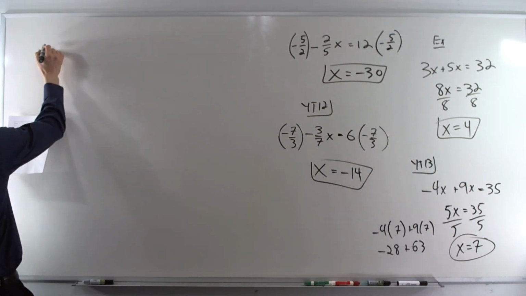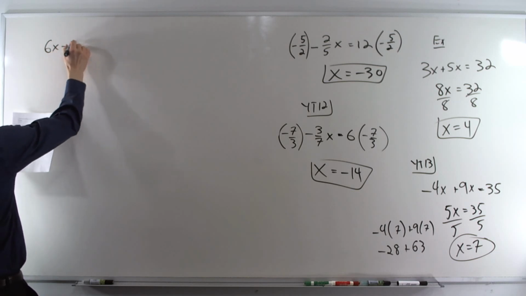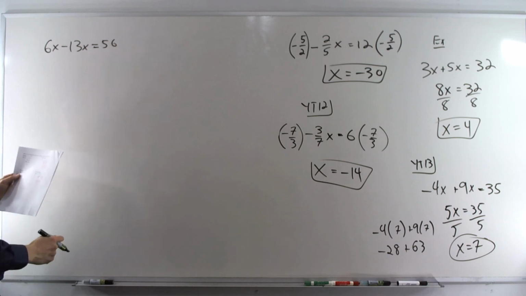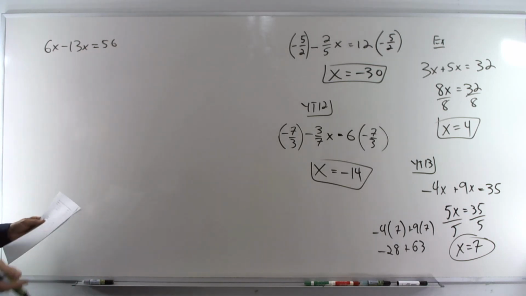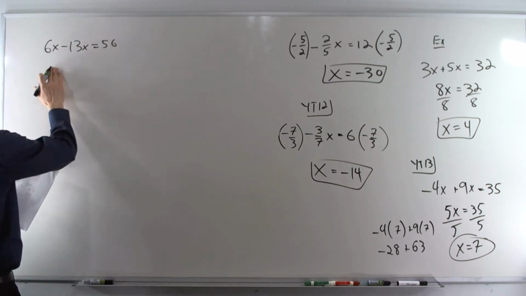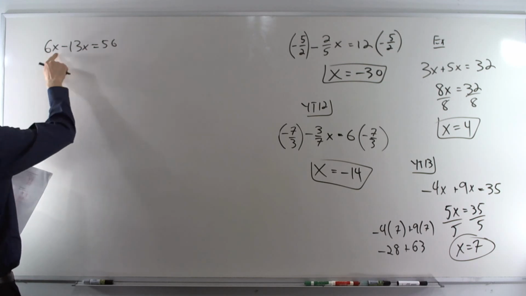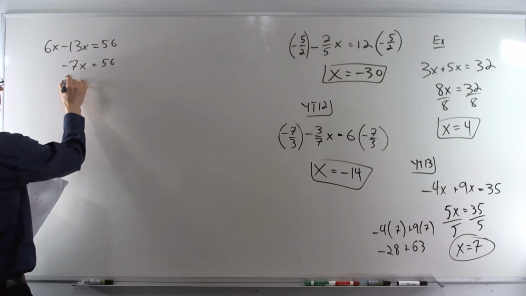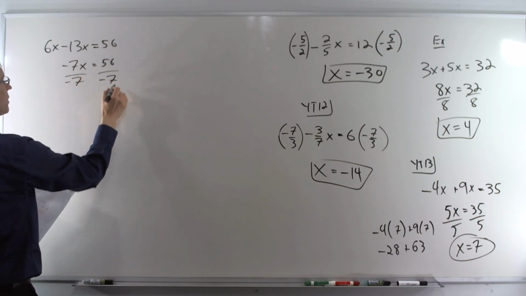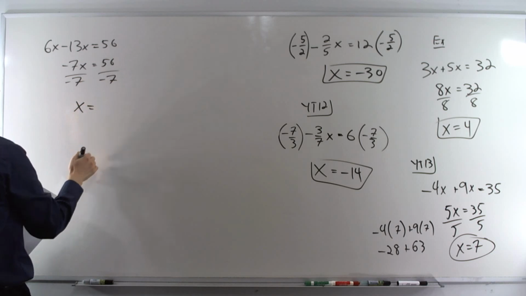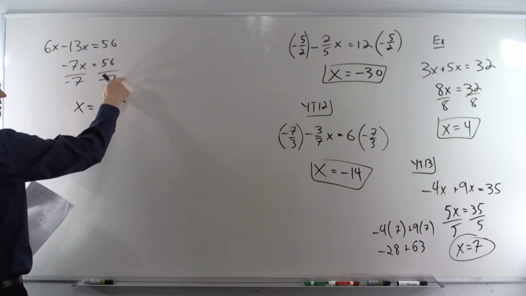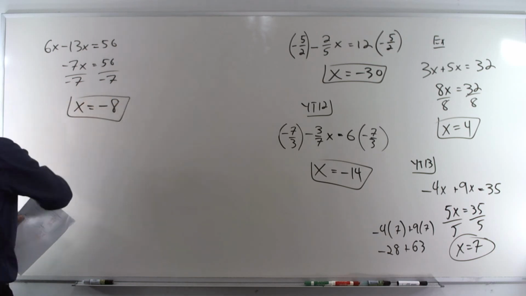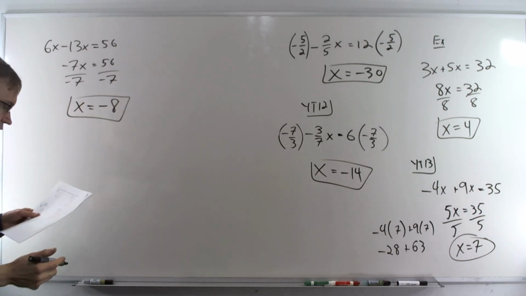Next example, we got 6x minus 13x equals 56. Sometimes when we combine like terms, we're going to get a negative, then we can use the techniques we saw earlier, getting rid of negative coefficients. 6 minus 13 is negative 7. Negative 7x equals 56. Divide by negative 7. We've got x equals positive divided by negative is negative. Don't lose your negatives. So x equals negative 8. Your turn, number 14.